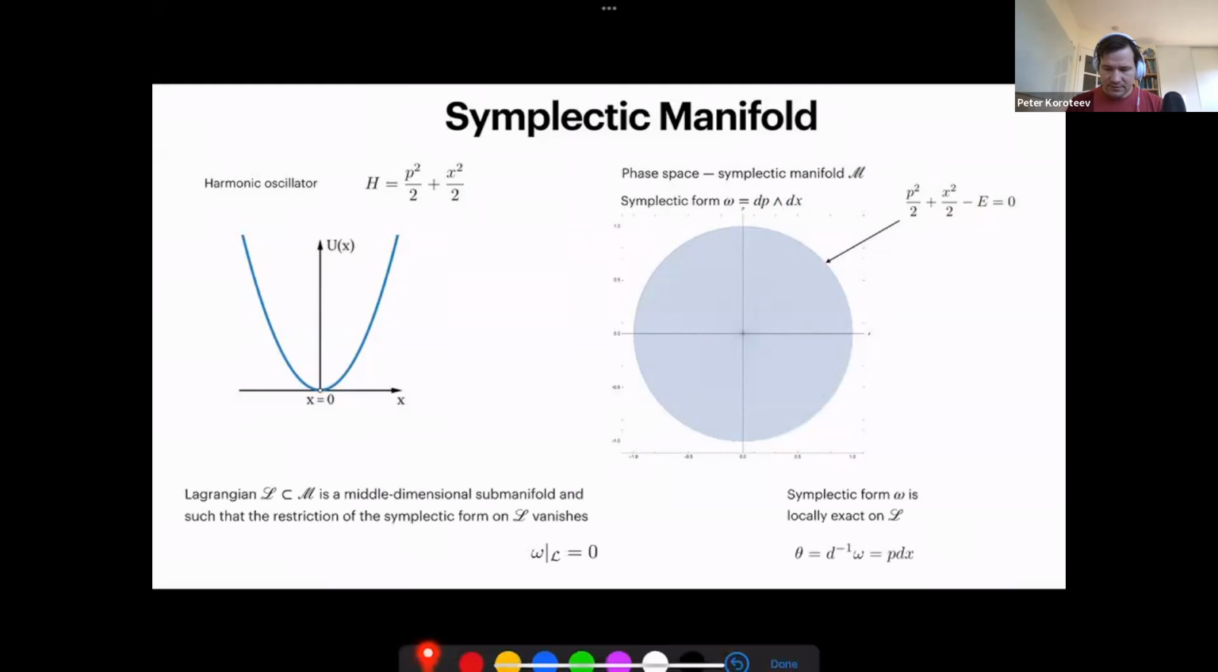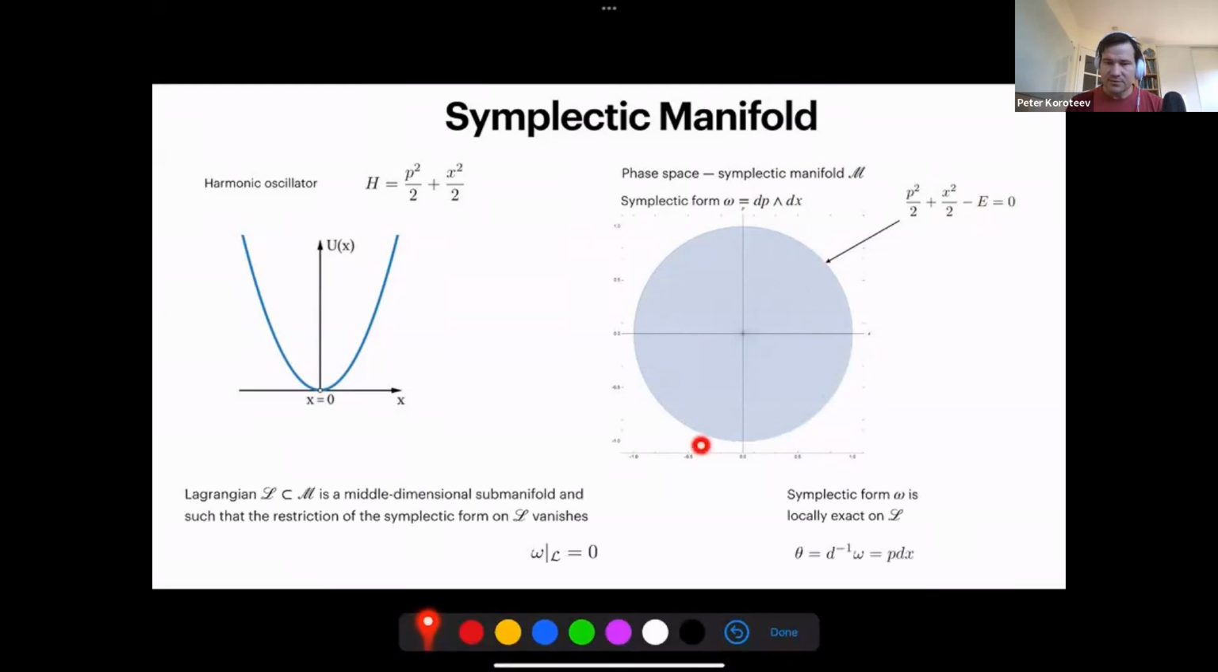Then there's a disk, and then there's a boundary of the disk. And this boundary is in fact a Lagrangian submanifold. So what is a Lagrangian submanifold? It's a middle-dimensional submanifold such that the restriction of the symplectic form on that submanifold vanishes. In this example, it's pretty trivial that it vanishes because the dimension is too low, but you can of course imagine a system of several coupled oscillators. In that case, the dimension of the phase space will be twice the number of degrees of freedom, and the Lagrangian's dimension will be half of that.